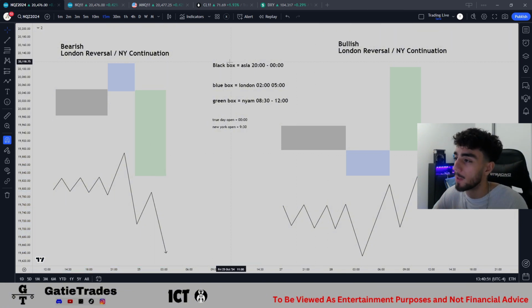First things first, just know that all the black boxes are the Asia session, which is right here. Blue box is London, green box is New York AM. The first profile we're going to talk about is the bearish London reversal and the bullish London reversal. This is when London will form the high or low of day.